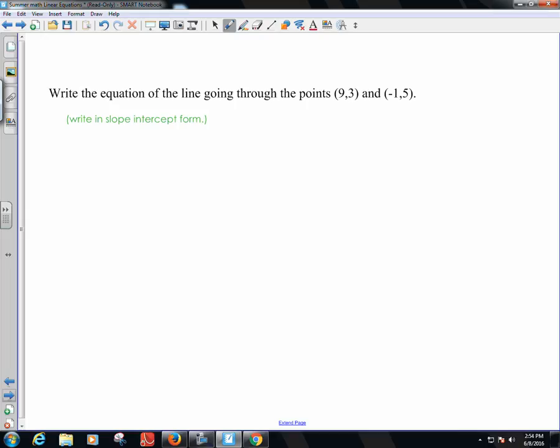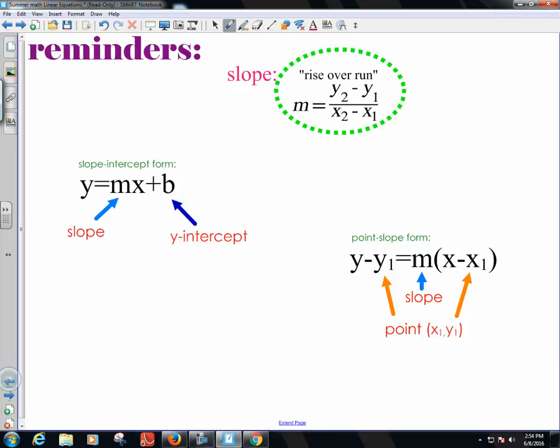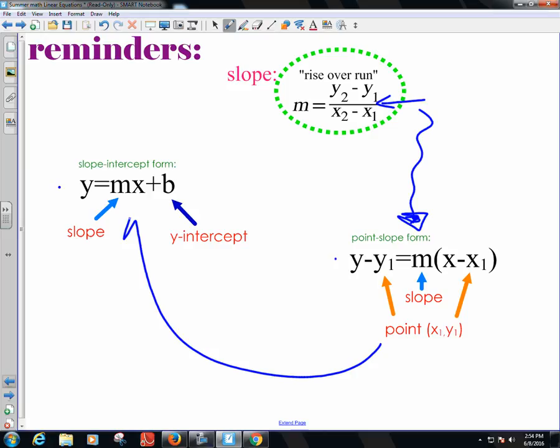We need to write the equation of the line going through the points 9, 3, and -1, 5. Well, I come back here to this very helpful slide, and I think I don't have either one of those. I don't have a y-intercept and a slope, and I have a point, but I don't have a slope for this one. All right, so this is where things get crazy because I'm going to have to use this, and then once I find out what m is, I can plug it into this equation right here, and then transform that equation into this thing over here.